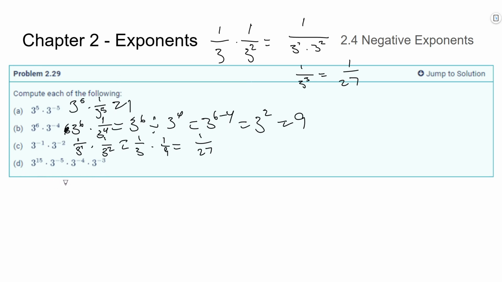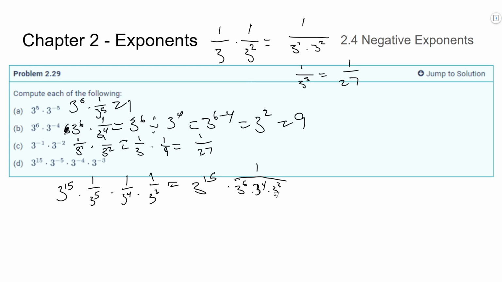All right, so then this last one here, we have 3 to the 15th times the reciprocal of 3 to the 5th times the reciprocal of 3 to the 4th times the reciprocal of 3 to the 3rd. Okay, so this one might look a little bit scary, but it's really not that bad. So let's go ahead and combine these. So we have 3 to the 15. Don't want to forget about that. Times 1 over, let's do 3 to the 5th times 3 to the 4th times 3 to the 3rd.